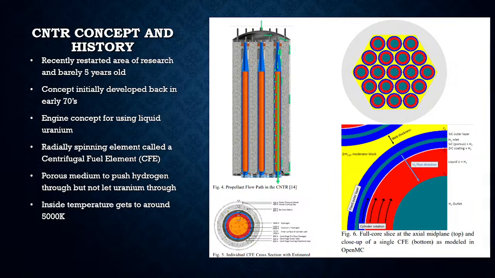We also have something called a CFE, which is these little circular doodads here in the picture in the top right there. Centrifugal fuel elements, because these things spin in order to keep the uranium in. And we use a porous medium to push the propellant through into the liquid uranium. And from here, it superheats to 5,000 Kelvin, and it gets pushed out the back as propulsion.